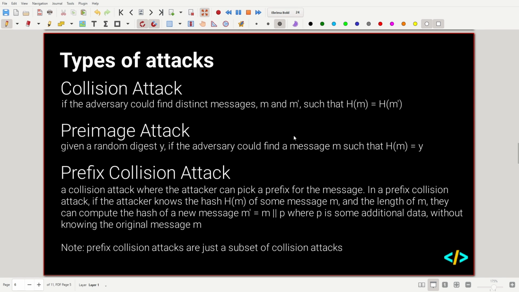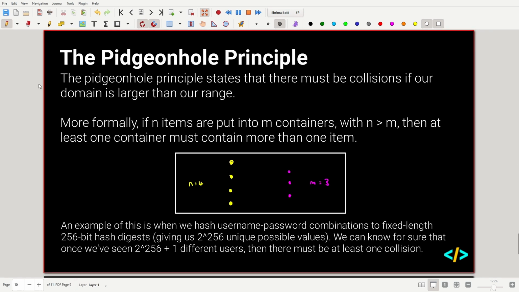So we have something called the Pigeonhole Principle. This basically explains why collisions exist, and it tells us that if our domain, our set of inputs, is larger than our range, then there are always going to be collisions. For example, if n items, where n is 4, are put into m containers, or 3 containers, where 4 is greater than 3, so n is greater than m, then at least one of these will contain more than one item. No matter how we assign these, there's always going to be at least one collision.